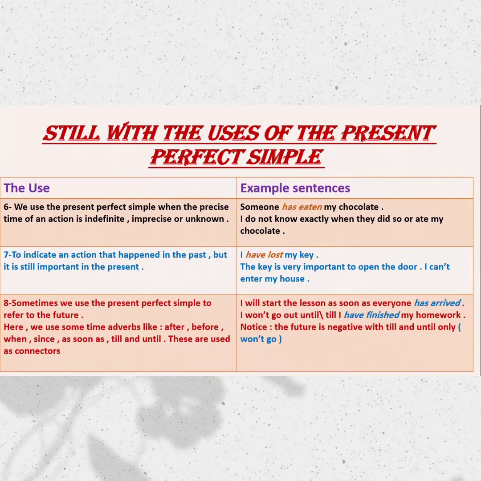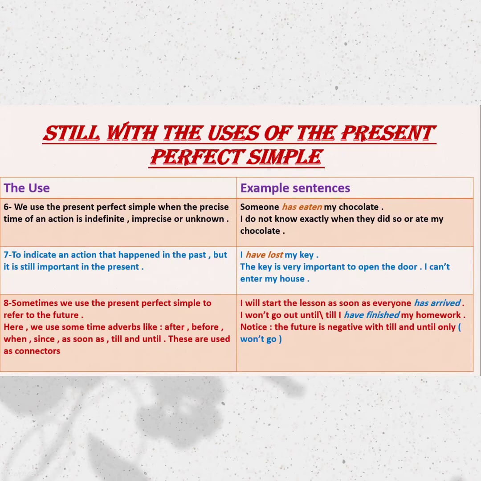Again, number 6, we can use the present perfect simple when the precise time of an action is indefinite, imprecise, or unknown. And let me give you a tip here. In order to know when exactly a verb started and ended in the past, we use the past simple tense. But if we don't know exactly when the verb started or even ended in the past, we use the present perfect. Because it's not our point to know when the verb started, but it's our point to know about the duration of the verb, about the effect of the verb, about the continuity of the verb up to the present.